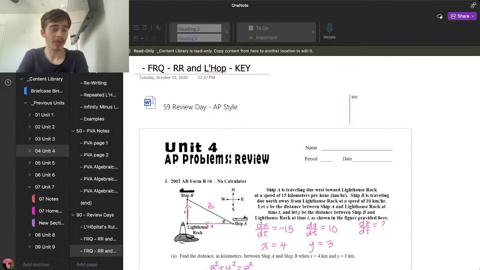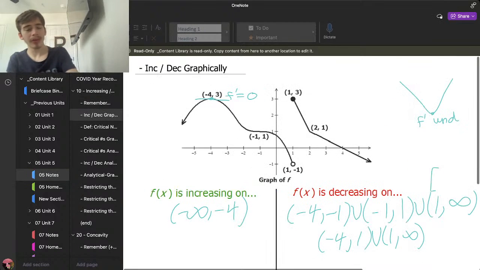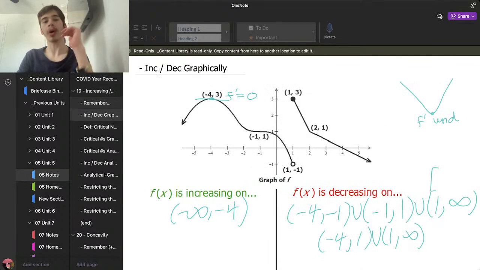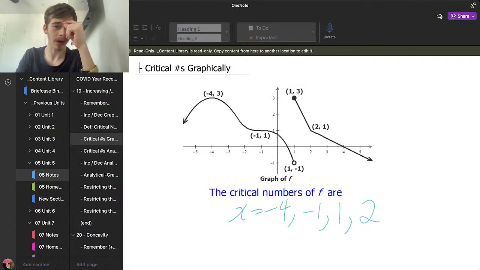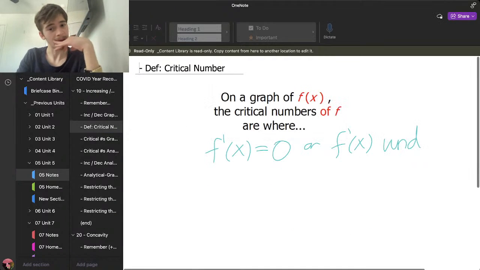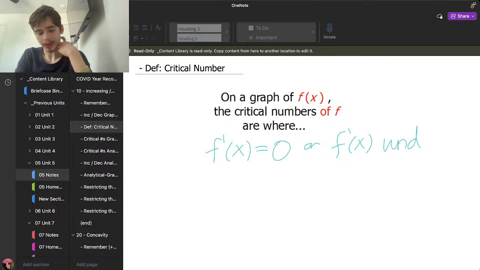Okay, we're done with unit 3, 4, I mean. Unit 5 is pretty implied. Most of it is the same. Critical numbers are where f prime is 0. Hold on, no. Yeah, where f prime is 0 or f prime is undefined. So, critical numbers: f prime is 0 or f prime is undefined.